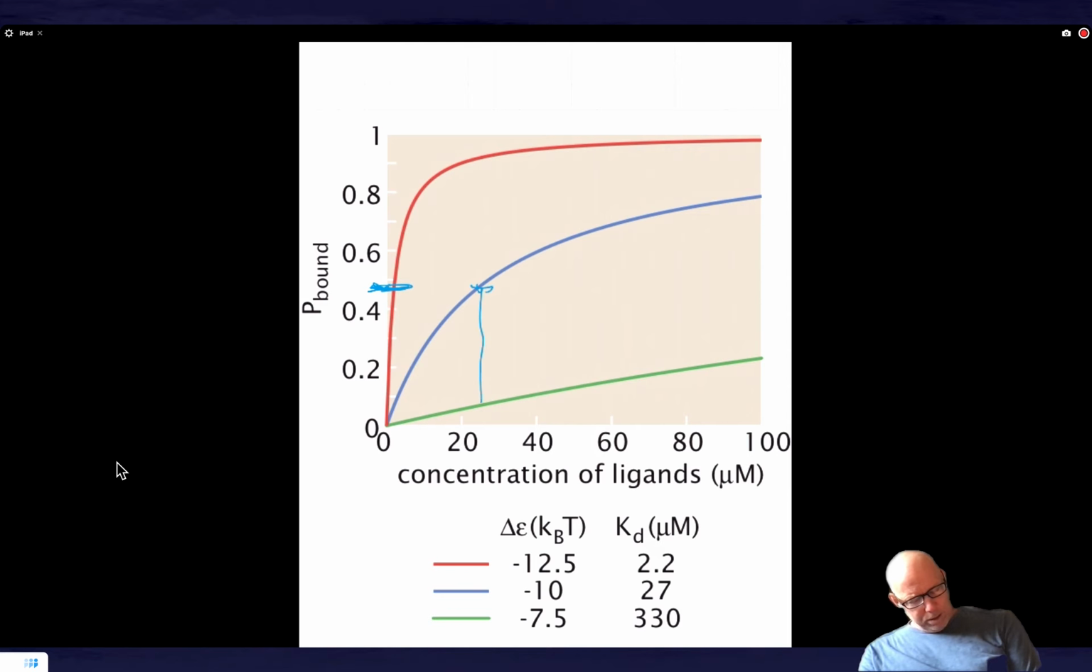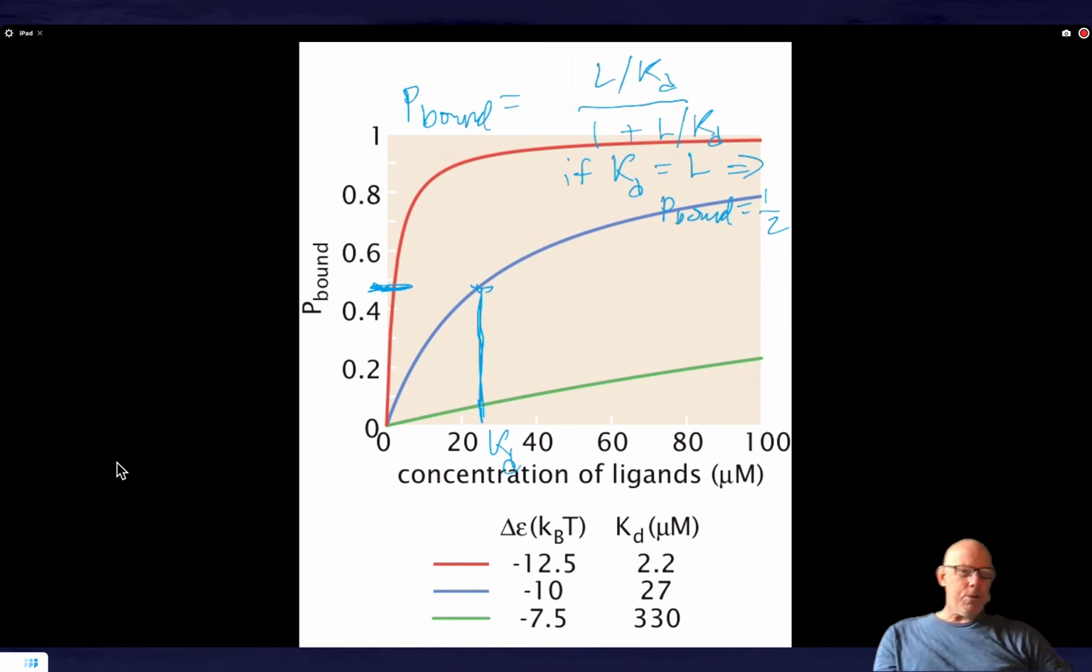I just want to note that this point right here corresponds to the KD. How do I know that? Because P bound is equal to L over KD. I'm getting sloppy with my notation; I'm not going to write the square brackets around it. Note, if KD is equal to L, that implies that P bound is a half.